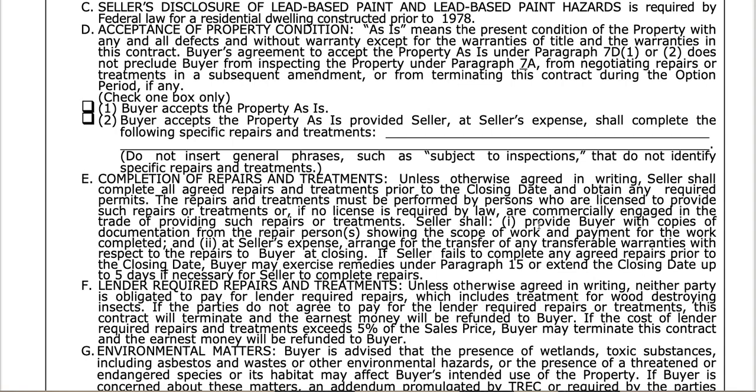Then after that, seller shall provide buyer with copies of documentation from the repair person showing the scope of work and payment for the work completed, and at seller's expense, arrange for the transfer of any transferable warranties with respect to the repairs to buyer at closing. So if you're representing the buyer and you ask for all these repairs to be done, before you go to the closing table with your buyer, you need to make sure that you have received copies of what's been repaired and that it has been paid.